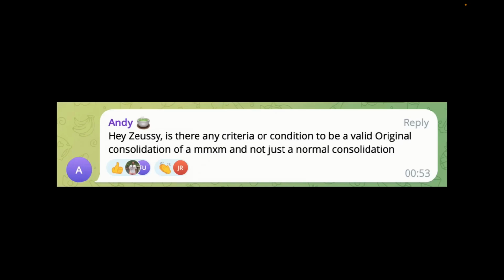The next question that I want to touch on is a question by Andy, and the question is as follows. Hey Susie, is there any criteria or condition to be a valid origin consolidation of a market maker model and not just a normal consolidation? Of course there is. Else there is no objectivity behind your trading, and the question is always, what consolidation do I use? What is my target? What is the price level that I'm targeting? What am I aiming for?